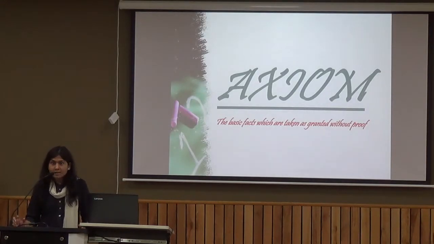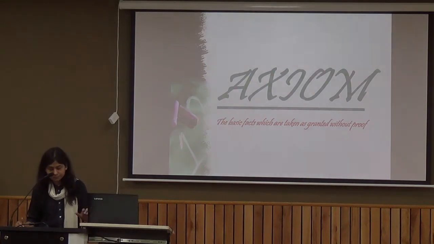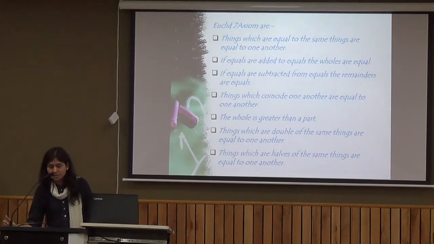What are axioms? Axioms are the basic facts which are taken for granted without any proof. The 7 axioms given by Euclid are: things which are equal to the same things are equal to one another. If equals are added to equals, then the wholes are also equal. If equals are subtracted from equals, then the remainders are always equal. Things which coincide with one another are always equal to one another. The whole is greater than a part. Things which are double of the same things are equal to one another. And lastly, things which are halves of the same things are also equal to one another.